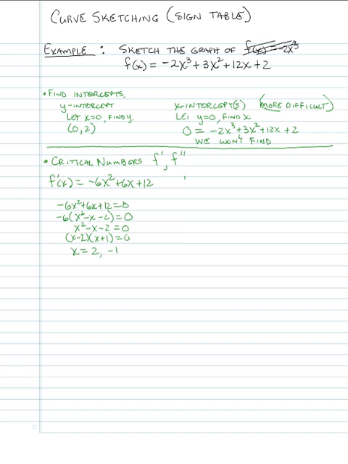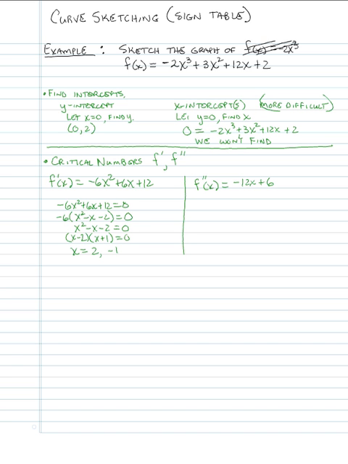Okay, now I'm looking for the second derivative critical number, so I need to find the second derivative. So I look over here at the first derivative and find out the second derivative is negative 12x plus 6. And so I need to know where that's equal to 0 and where that's undefined.